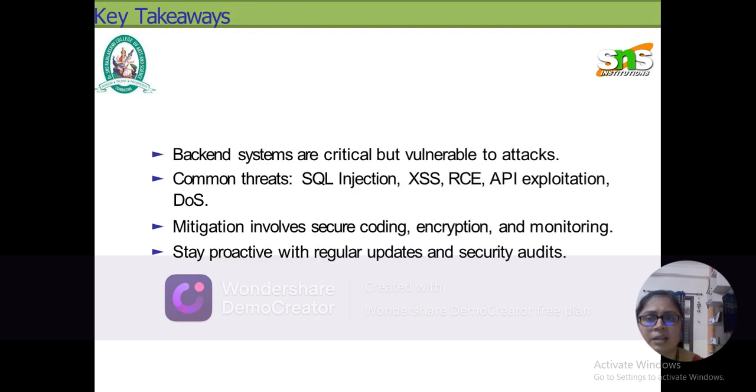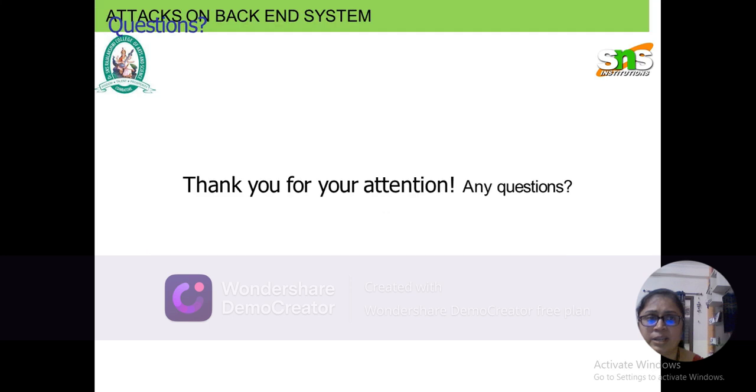The key takeaways are that backend systems are very critical but vulnerable to attacks. There are common threats like SQL injection. Mitigation involves secure coding, encryption and monitoring, and we have to stay proactive with regular updates and security audits.